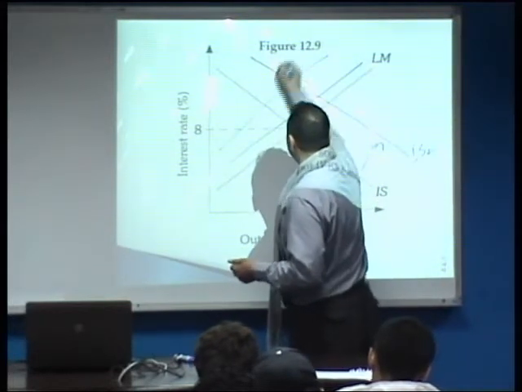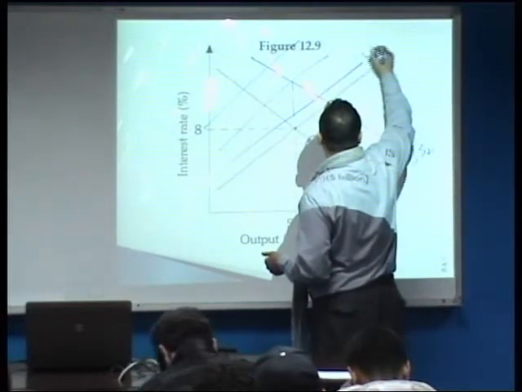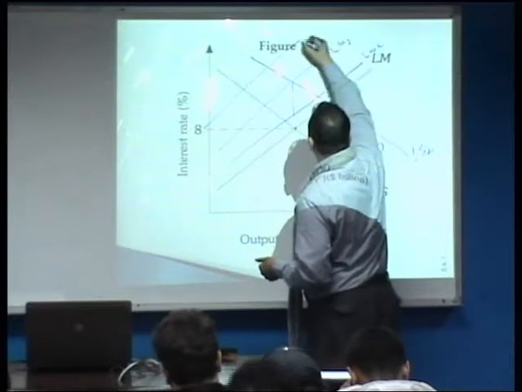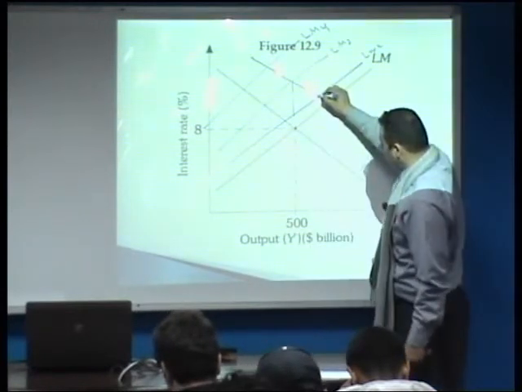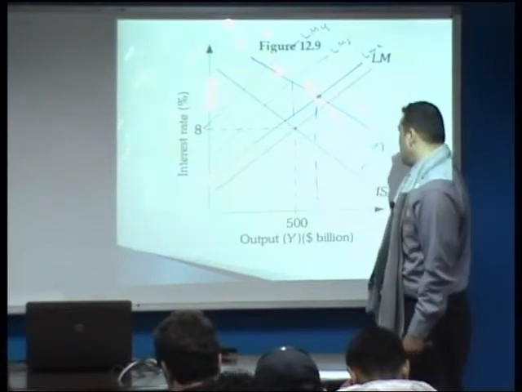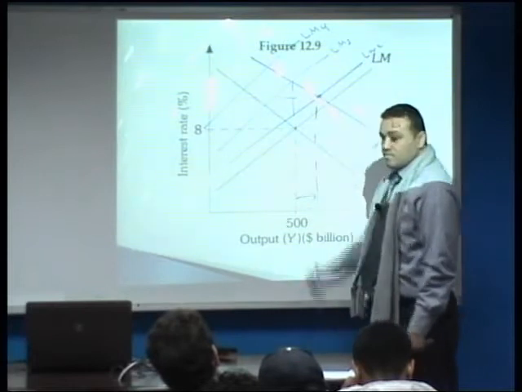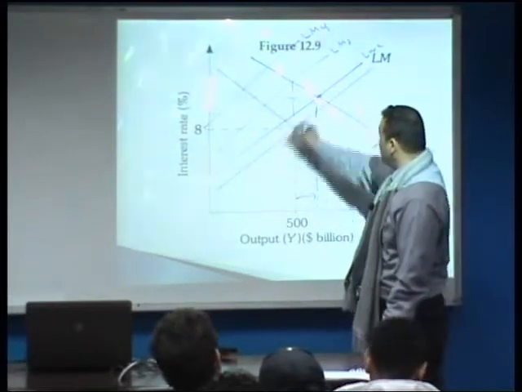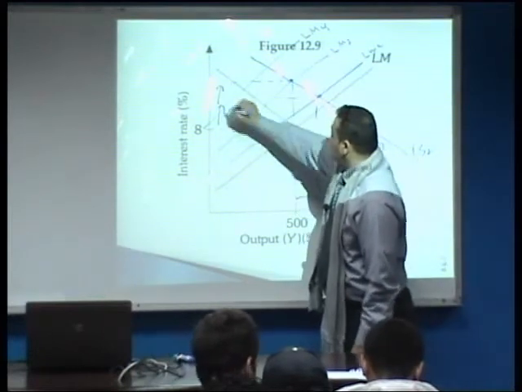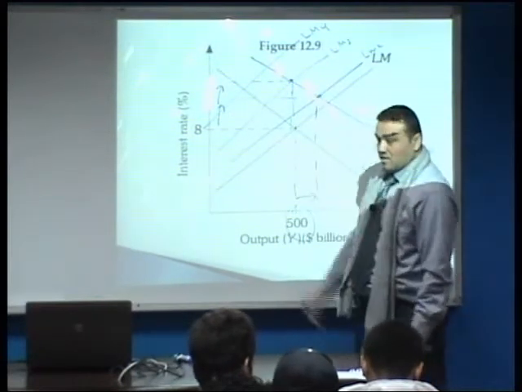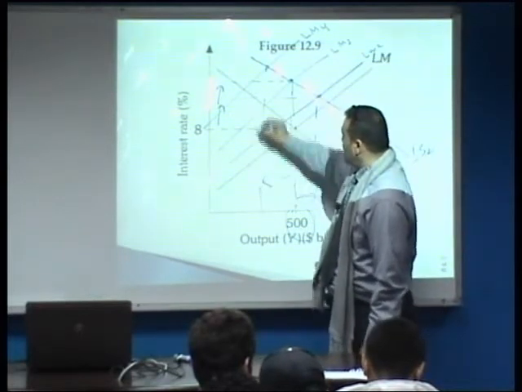Equal, larger. LM1, LM2, LM3, LM4. Take the first case: all cases are increased. Here R increased, Y increased. The second case: here R increased, Y remains constant at 500. And Y decreased, R increased.